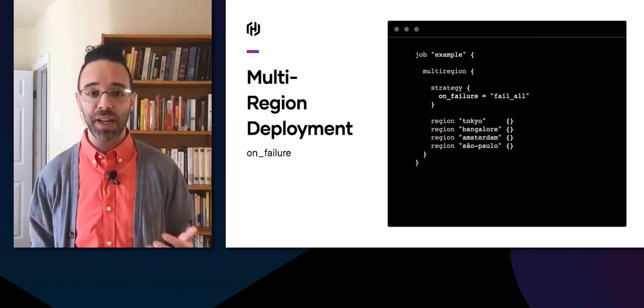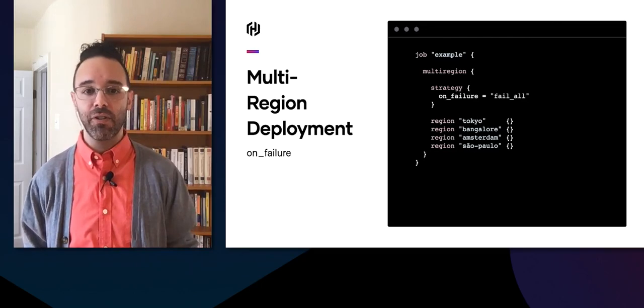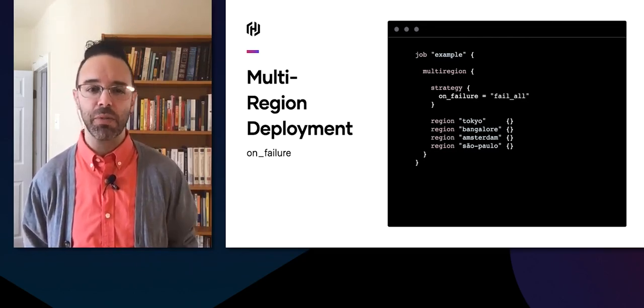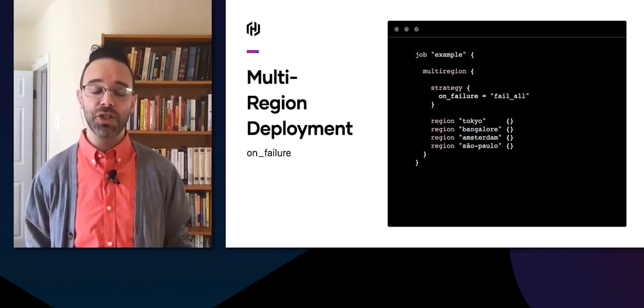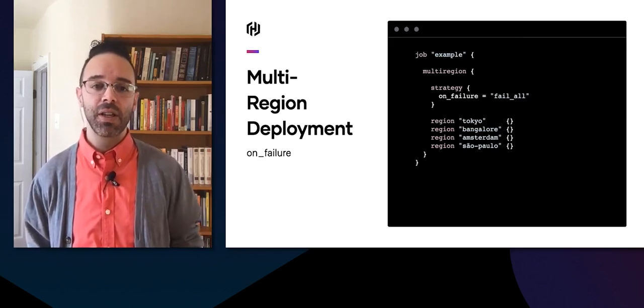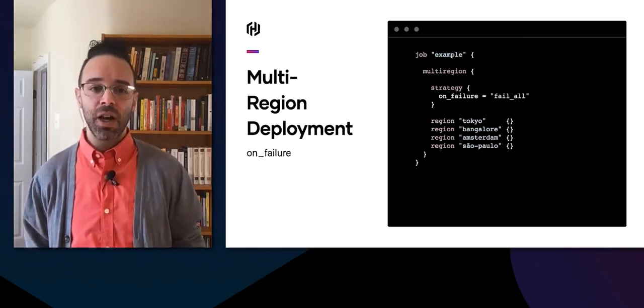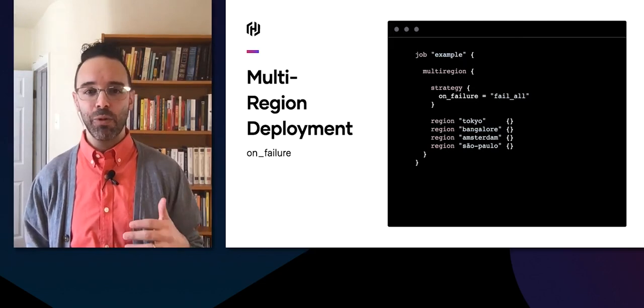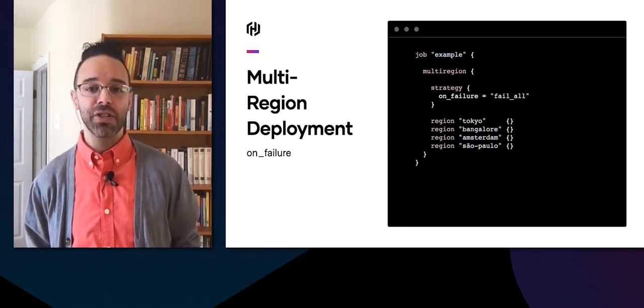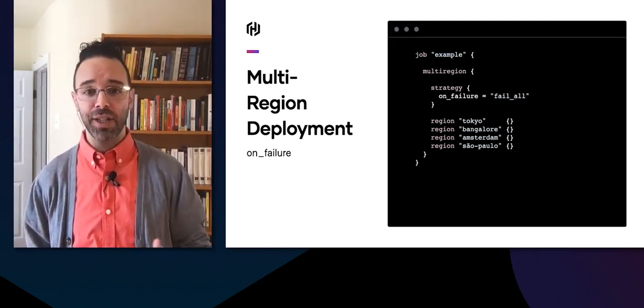The options here are fail all, which is send deployment fail RPC to all regions. That's kind of what we saw previously. Fail local, which is don't send the deployment fail RPC at all. Just fail that one region. And the default behavior is to send the deployment fail RPCs to all the remaining regions, meaning ones that fall after it in the list.